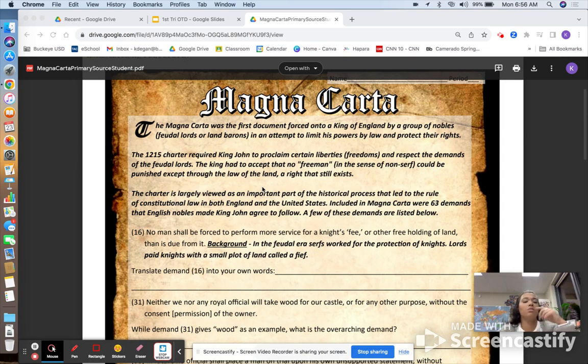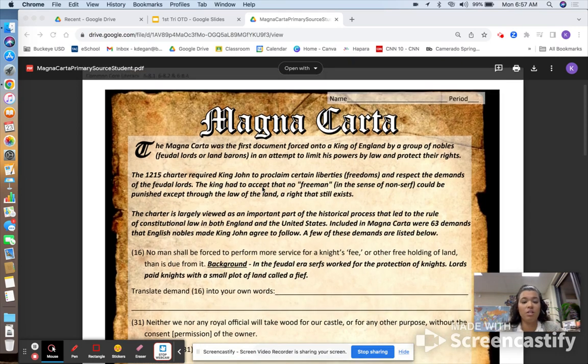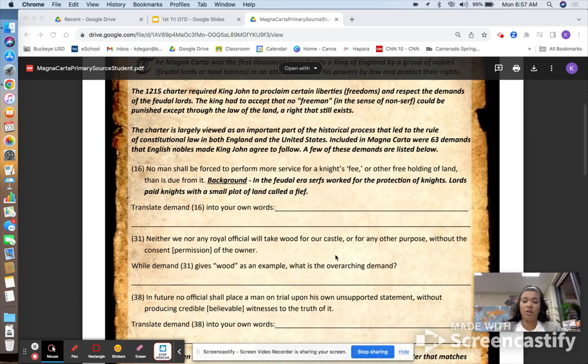It says the 1215 Charter required King John to proclaim certain liberties or freedoms and respect the demands of the feudal lords. The king had to accept that no freeman, in the sense of non-serf, you should know what a serf is, could be punished except through the law of the land. A right that still exists. What it's saying there is the law of the land means you have to go through a court trial. The charter is largely viewed as an important part of the historical process that led to the rule of constitutional law in both England and the United States.